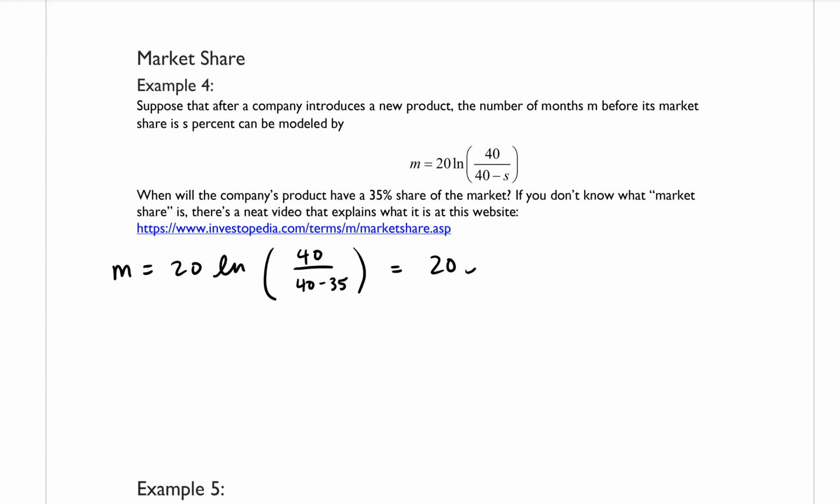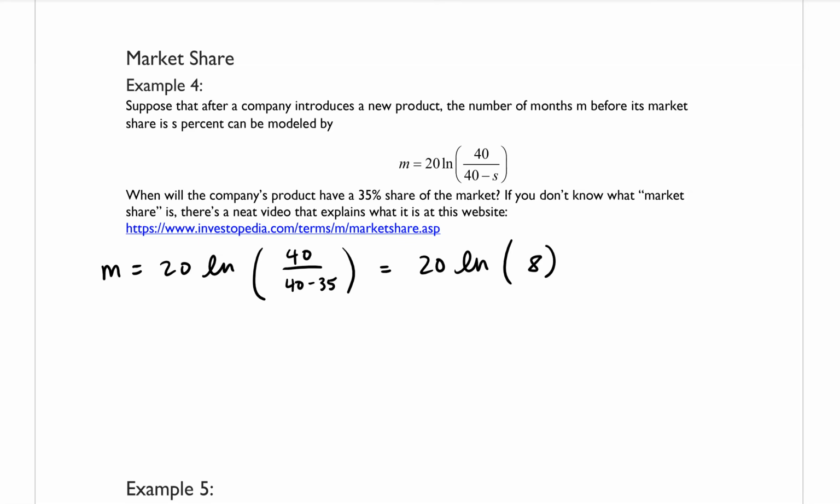If we simplify that, that's going to be 20 times the natural log of 40 divided by 5, which is 8. And that is just something you can throw into your calculator. I went ahead and did that, and it is approximately 41.6. So what does that number mean?